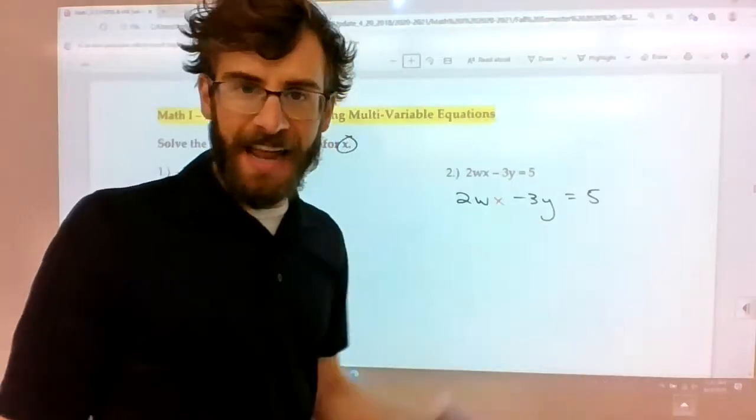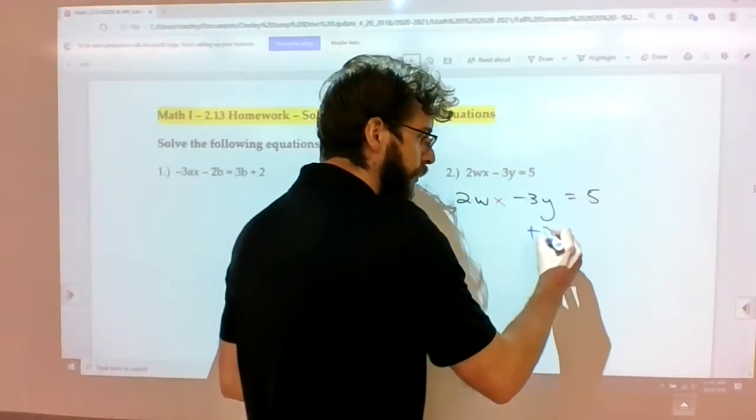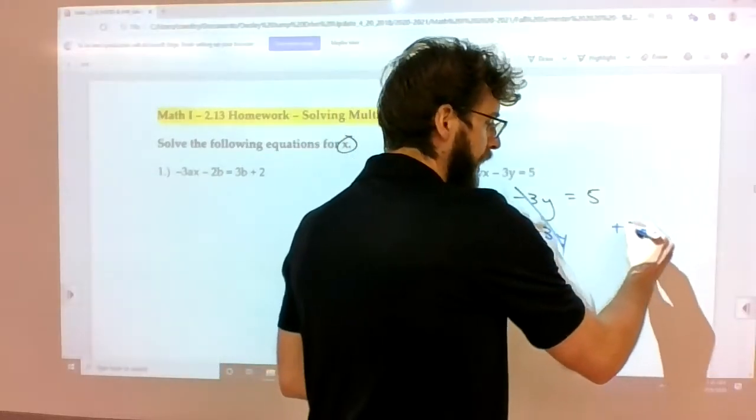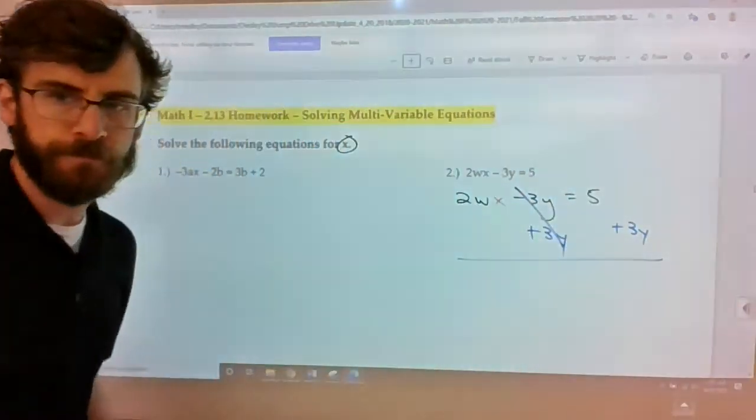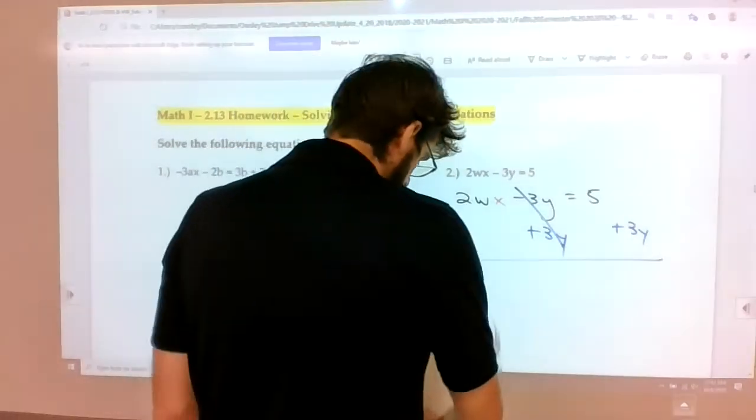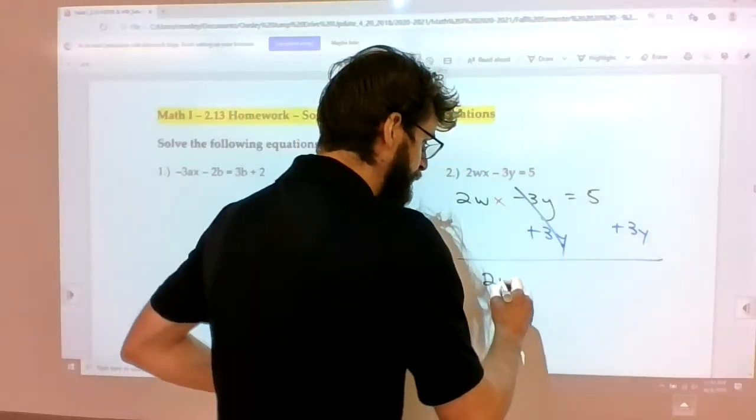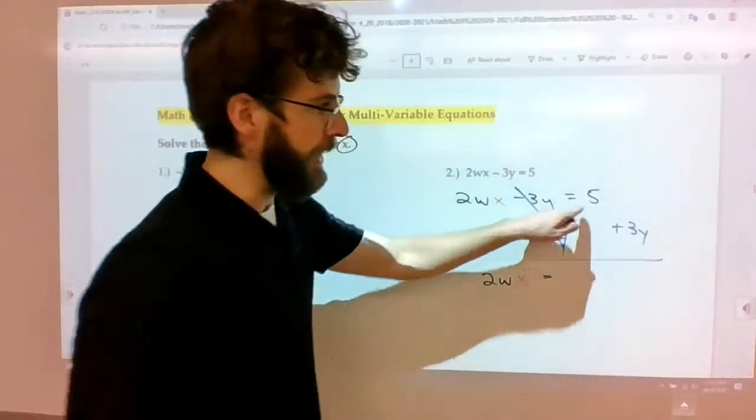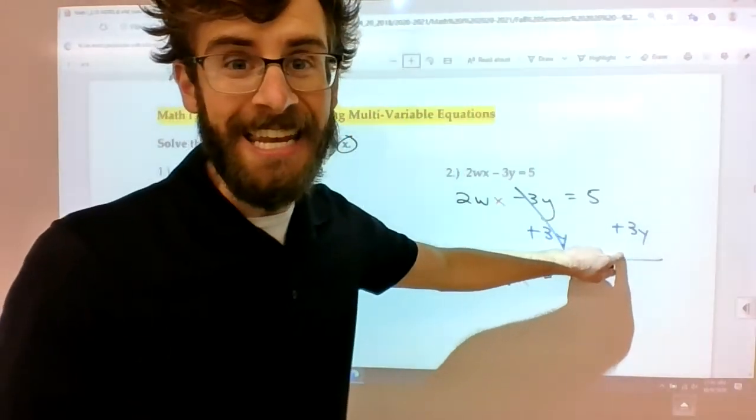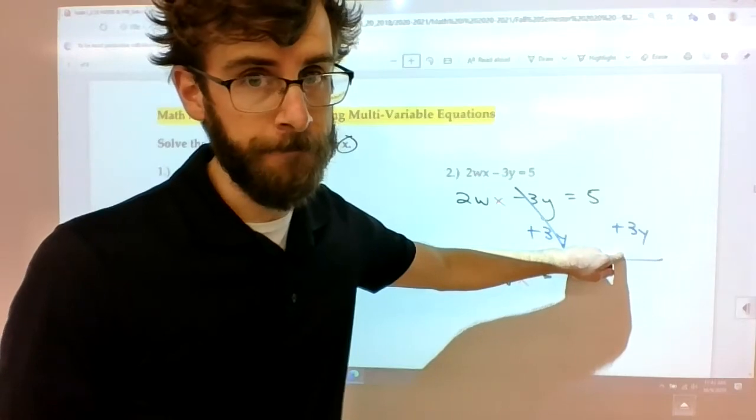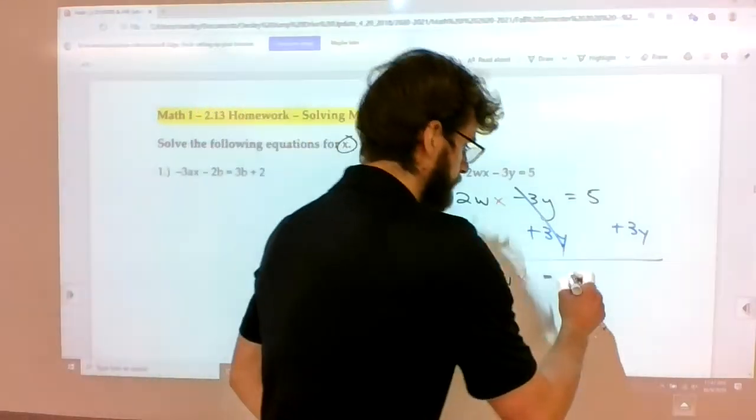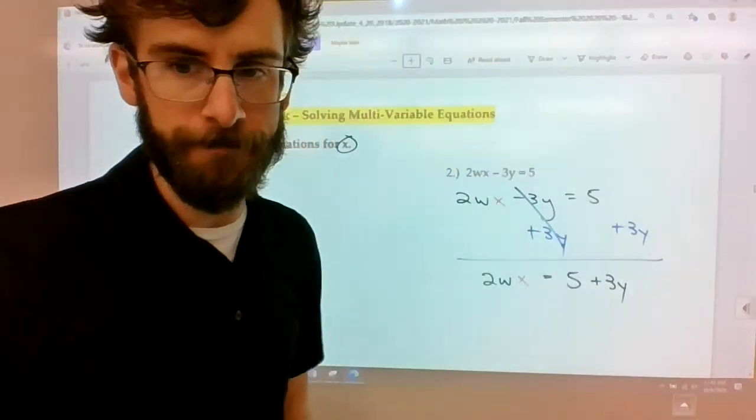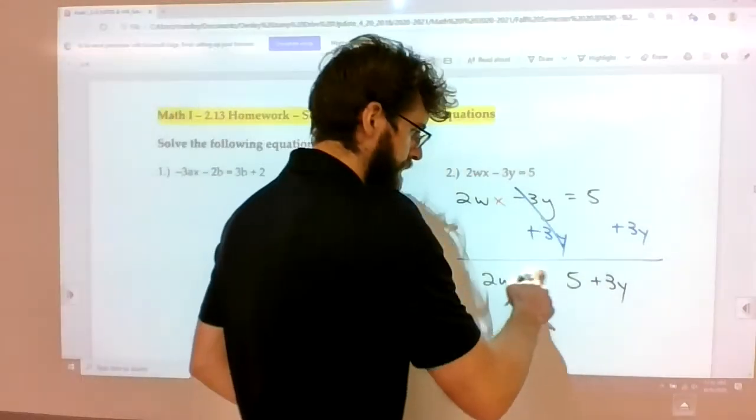Even though 5 doesn't have a y, I'm going to add 3y to the left and move it to the right. So that gives us 2w x equals, now 5 plus 3y is not 8y. 5 plus 3y cannot be simplified. It is what it is.